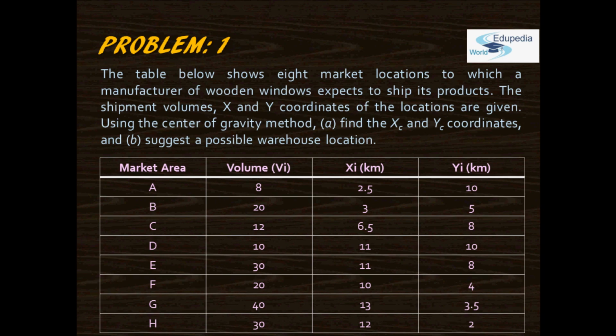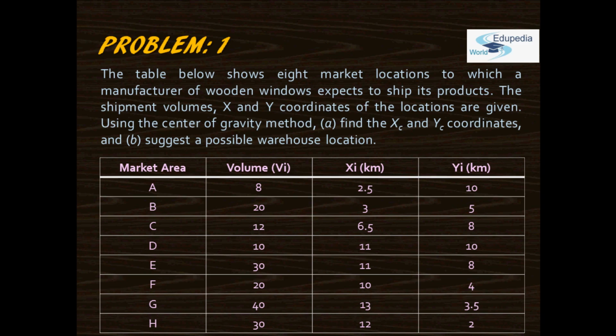Alright, so here we have the first problem. You have a table given below with 8 market locations to which a manufacturer of wooden windows expects to ship its products. The shipment volumes and the x and y coordinates of the locations are given. You have to use the center of gravity method and find the xc and yc coordinates and suggest a possible warehouse location. So very simple question, straightforward. You need to work this out. You have all the required data given. You need to find the xc and yc coordinates and suggest a suitable warehouse location.